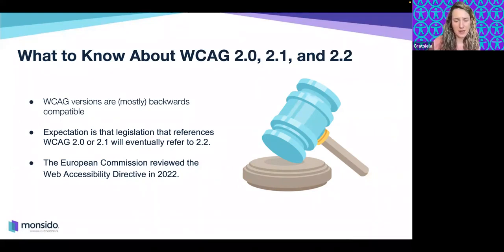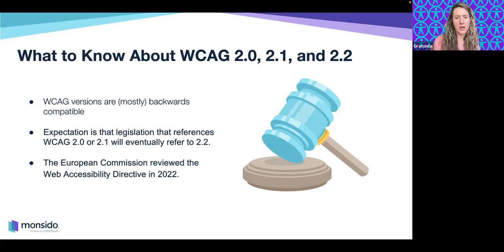And an exception. Sorry, I just got confused over here. So the expectations that the legislation refers to, 2.0 and 2.1, will eventually refer to the same as 2.2.